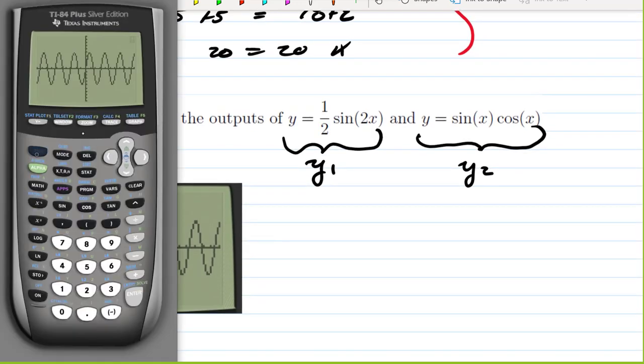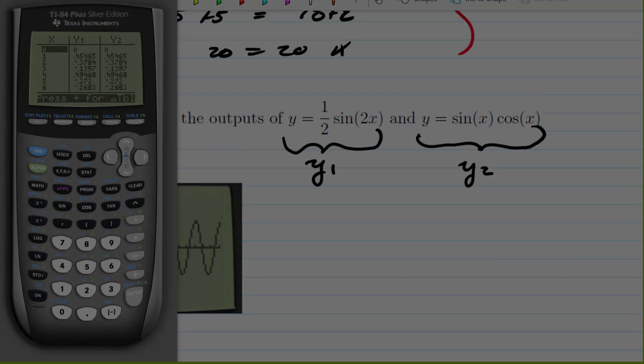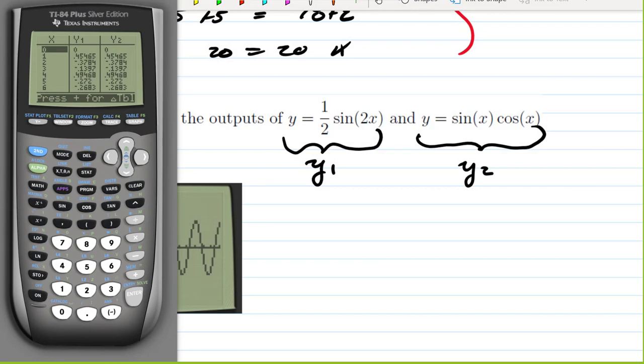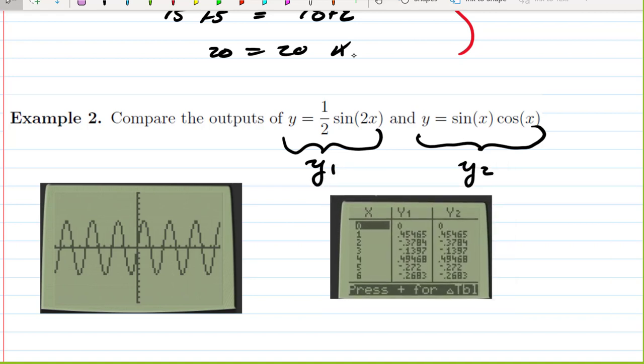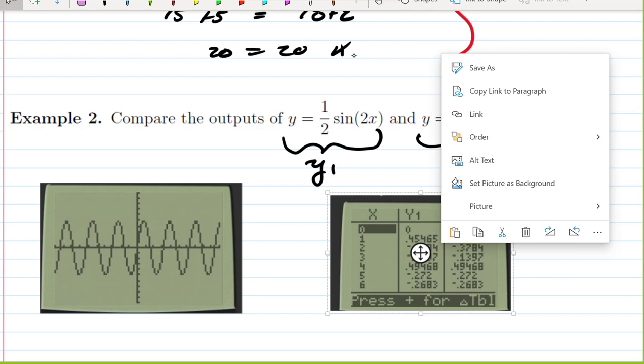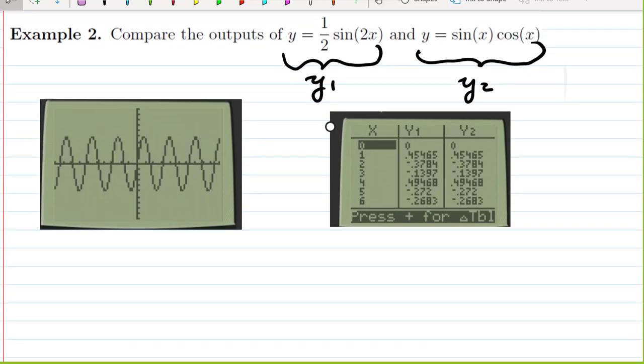Let's compare our table of values. If I go to second table and look at the table of values generated by y1 and y2, we get the following, where they have all of the same output values. So this suggests that they are the same.